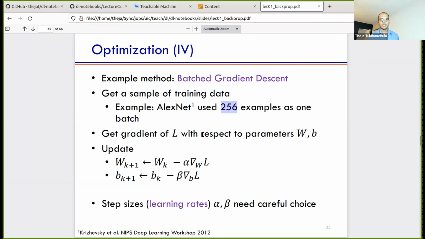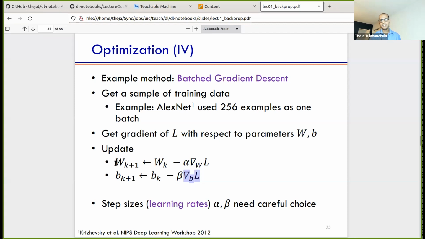Okay, so it is as follows, right? You get the gradient of the loss with respect to parameters. So gradient of the loss with respect to parameter W is represented here. Gradient of the loss with respect to parameter B is represented here. This inverted triangle with subscript and L just means the gradient of the loss with respect to that subscript parameter. Okay, so the update is very simple.